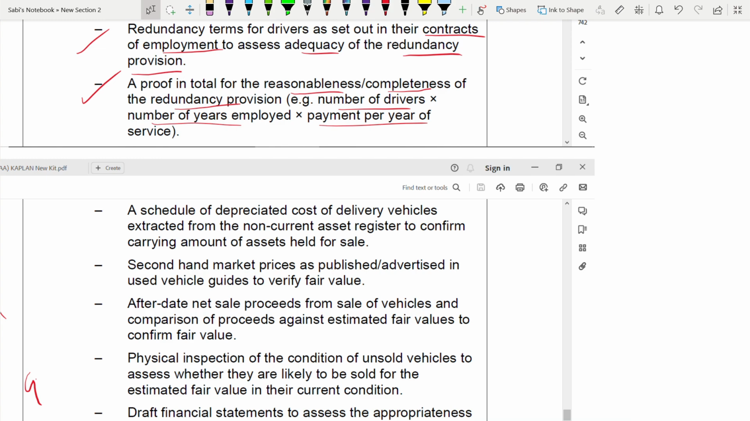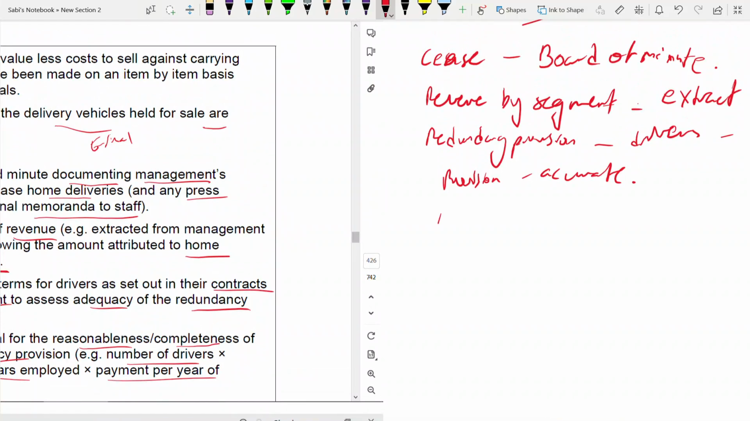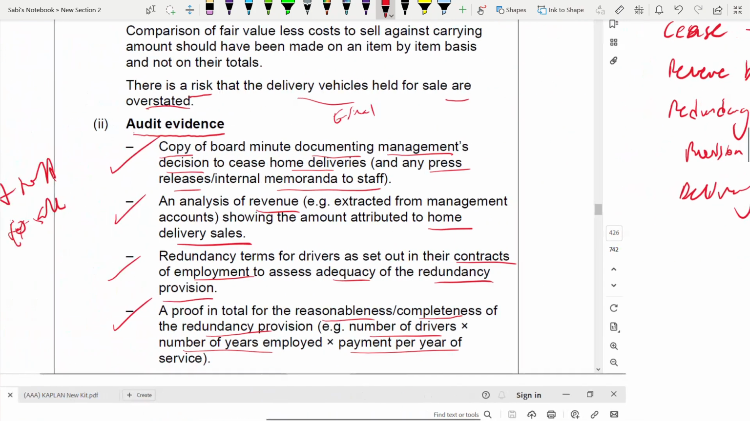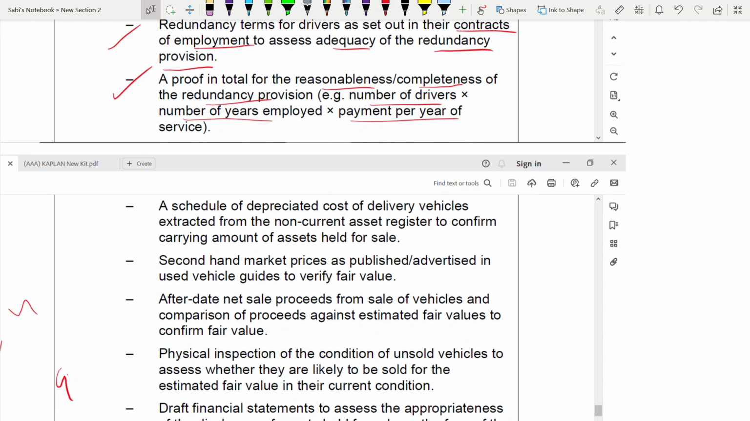Okay? Next, it's vehicle, right? Delivery vehicle. So for delivery vehicle, you might have to test whether the measurement is correct or not, the valuation is correct or not. You might want to test their condition. So we are going to talk in terms of valuation and also depreciation. Three things come from delivery vehicle only. So here, if you want to know the carrying amount that is held for sale, whether it is correct or not, where are you going to look? Non-current asset register. It's always like that. Whenever a non-current asset is held for sale or you want to know the actual value, look at the asset register. Extract of this to confirm the carrying amount.